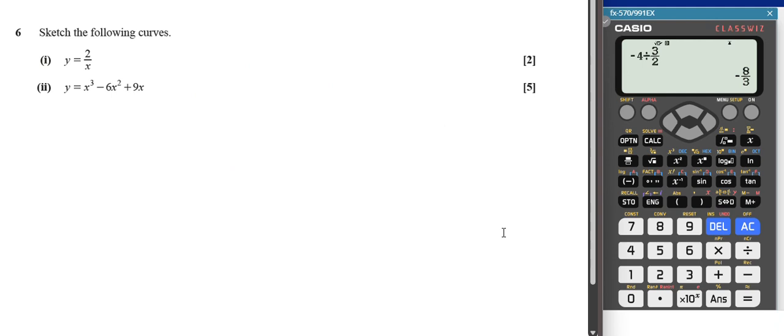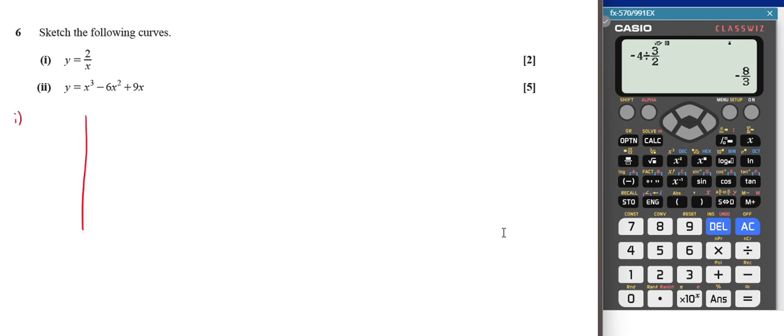Right, question 6. We need to sketch the following curves. So the first one, 2 over x. We just need to know the shape of that. And the shape of that looks something like this. You need to have your axes, you need to have the two curves that have asymptotes, nothing crossing any lines. Apart from that, you don't need to mark off any intersections because there aren't any.